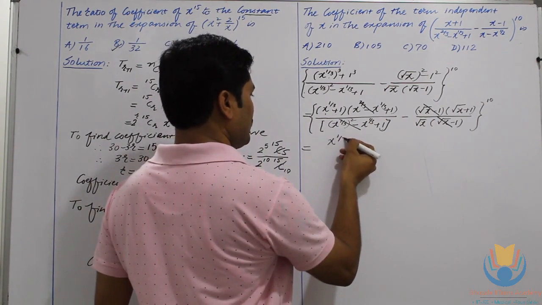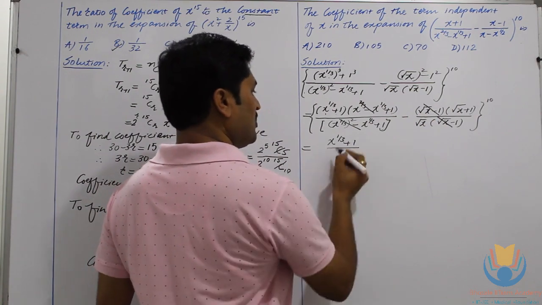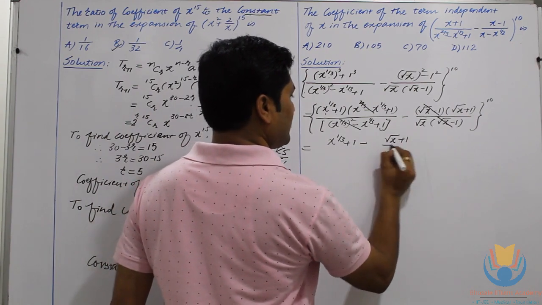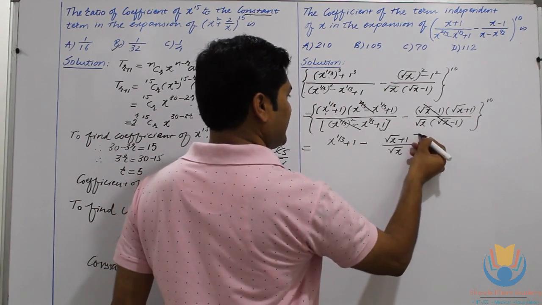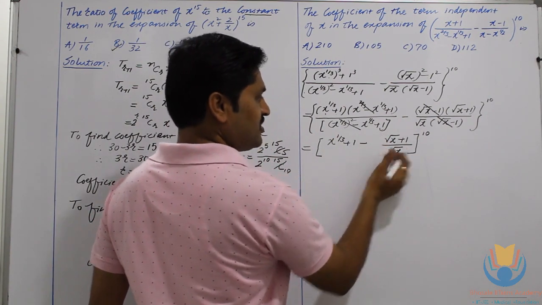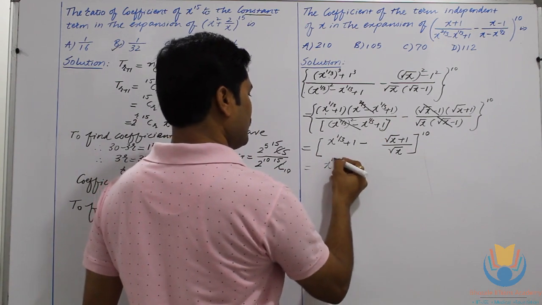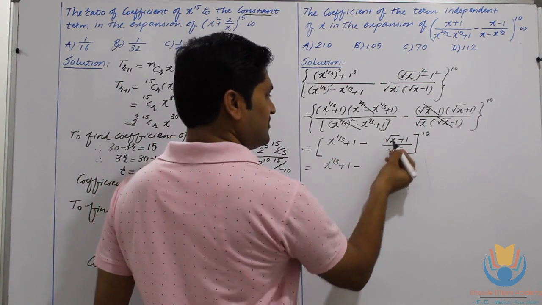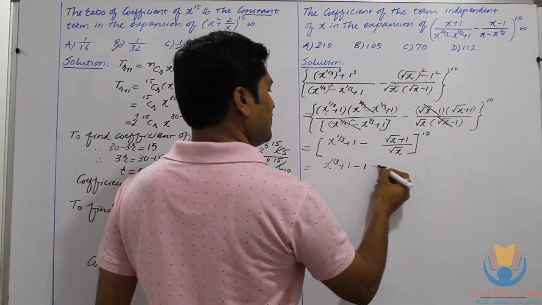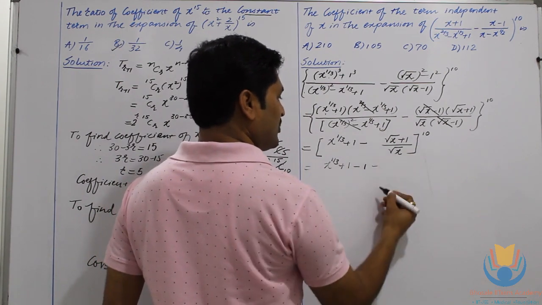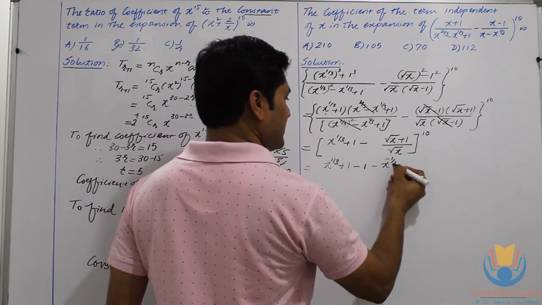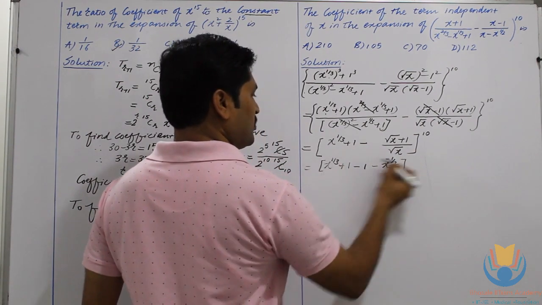So this x raised to 1 upon 3 plus 1, that upon 1 means nothing is there, minus root of x plus 1, that upon root of x is left, and that whole raised to 10. So again we will divide those two terms with this term. So then it will become x raised to 1 by 3 as it is, 1 minus root of x upon root of x is 1, and this minus into plus is again minus 1 upon root x, and 1 upon root x is nothing but 1 upon x raised to half, and that can be written as x raised to minus half in the numerator, and that whole raised to 10 as it is.